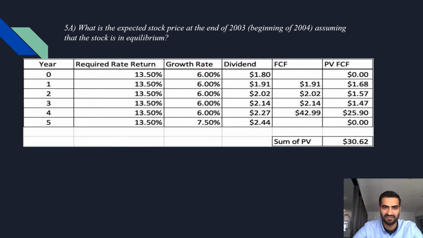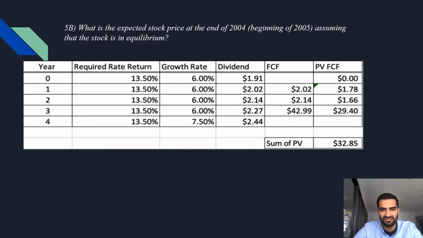We were asked to calculate the beginning price per share for 2004, which was done the same way as the previous problem, but we just take out the first year. So now the stock grows from 2004 on at 6%, and then on year 5 at 7.5% on a perpetual basis. And after summing up all the present values, I received a price per share of $30.62. And then for 5B, we were asked to do the same thing for 2005. And after doing all the present values, I received a price per share of $32.85.